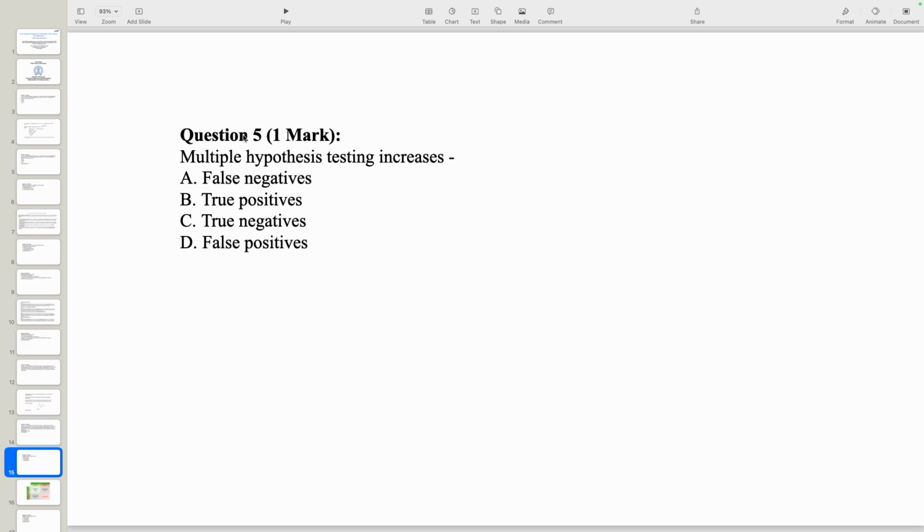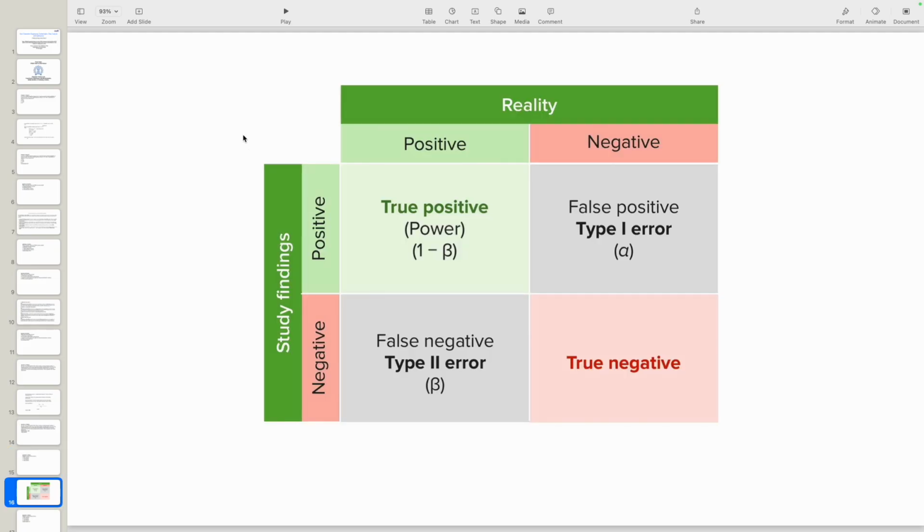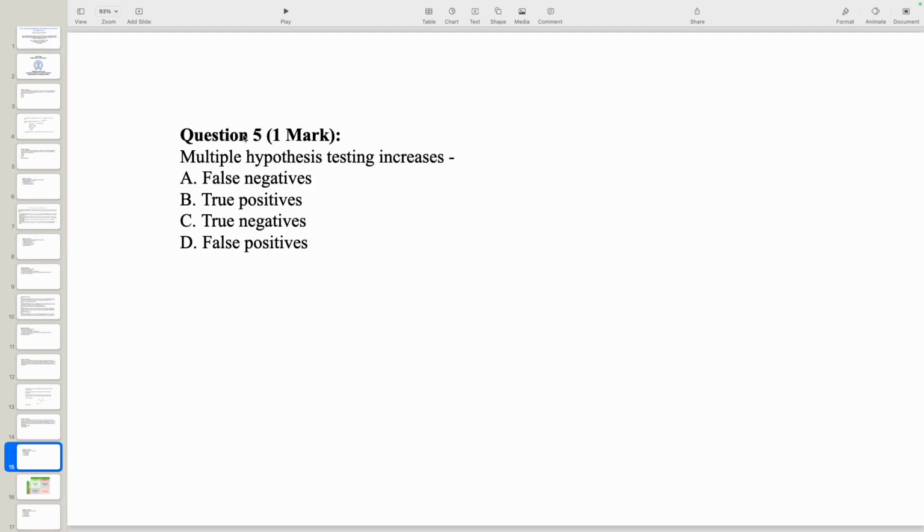Sorry, the correct answer is not B, it's D. It's false positive. When we have multiple hypothesis testing, the p value also increases, and if the p value increases, it gives more false positives. That is why we had those stringent test methods like the Bonferroni test, which were to nullify the discovery of false positives. But when we do this basic multiple hypothesis test and go for the p value, then we have an increased number of false positives. So the correct option would be D.